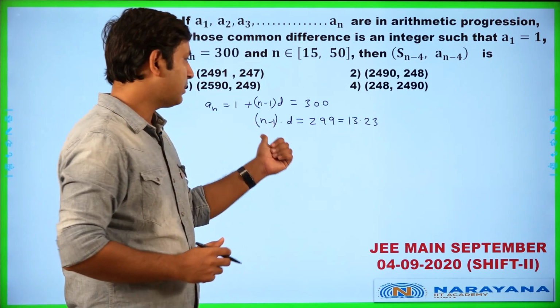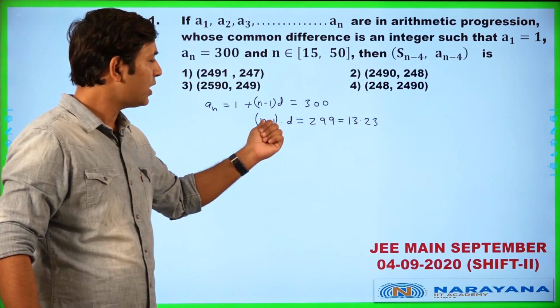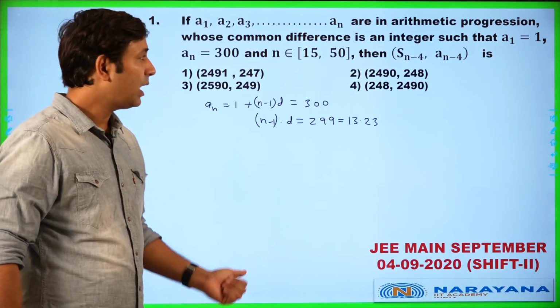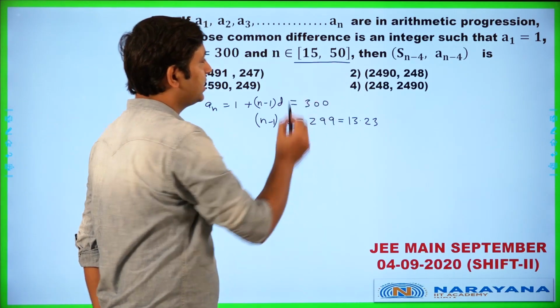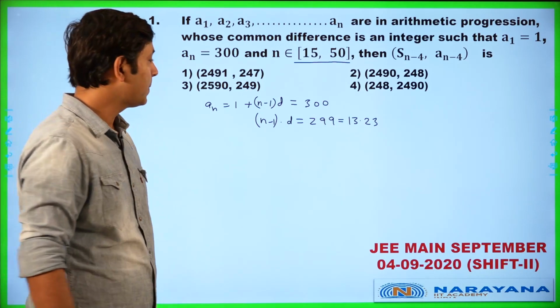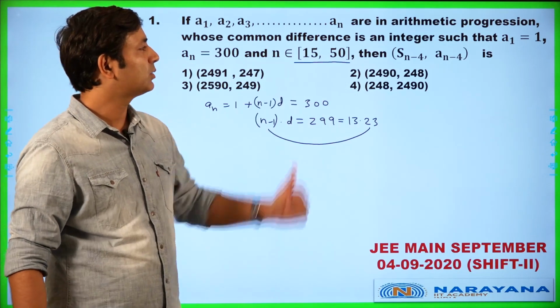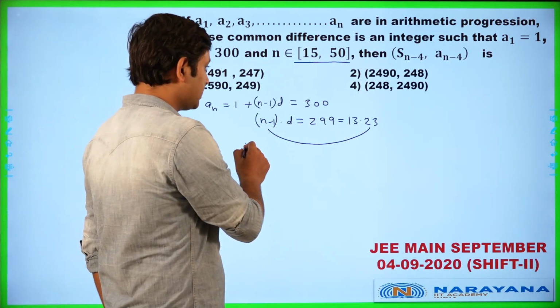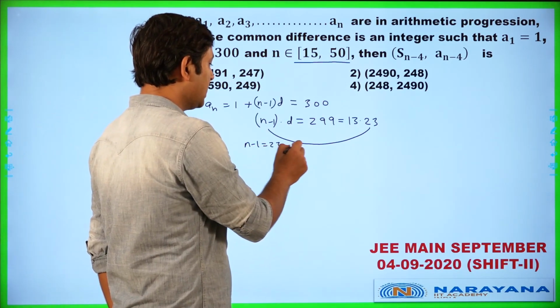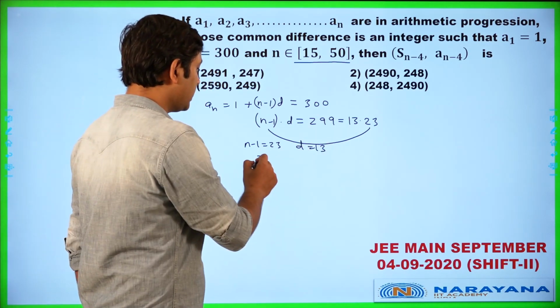Now, either n minus 1 is 1, or n minus 1 is 13, or n minus 1 is 23, or n minus 1 is 299, out of which we have to check that n should be from 15 to 50. So, if we take n minus 1 is equal to 23, then only n will belong to 15 to 50. So, n minus 1 is equal to 23, d is equal to 13, we will get n is equal to 24.